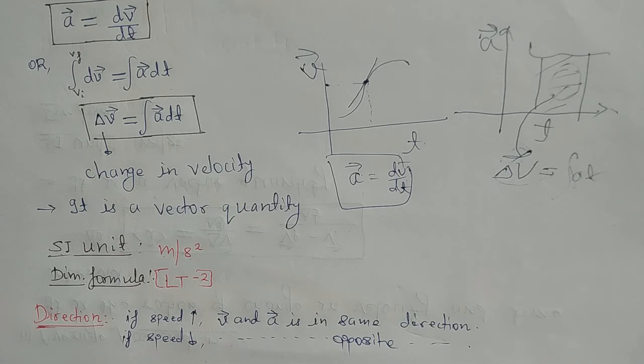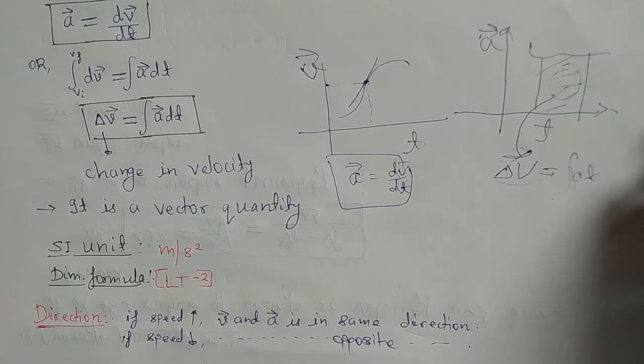Now, how to find the direction of acceleration? This is very simple. If the speed of the particle increases, then velocity and acceleration are in the same direction. And oppositely, if speed decreases, then velocity and acceleration are in opposite directions. So this is a very simple method to find the direction of acceleration.